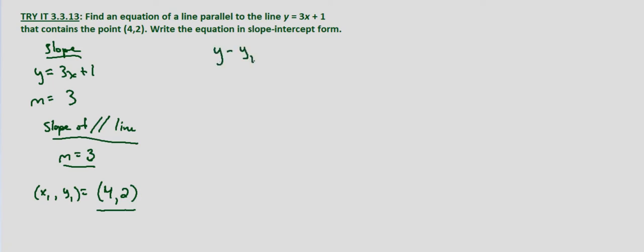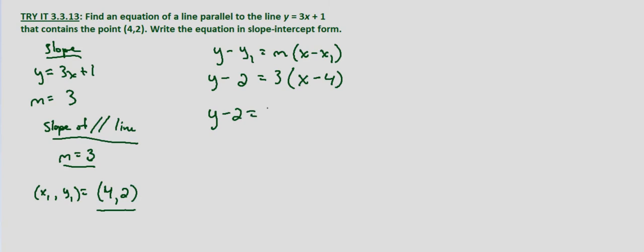y minus y1 equals our slope m times x minus x1. So let's substitute in what we found. y minus y1 is 2, equals our slope is 3, times x minus x1, which is the x value of our given point, 4. Distribute the 3, we get y minus 2 equals 3x minus 12. Add 2 to both sides, and we have y equals 3x minus 10.